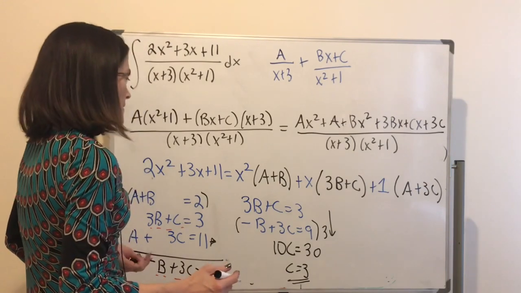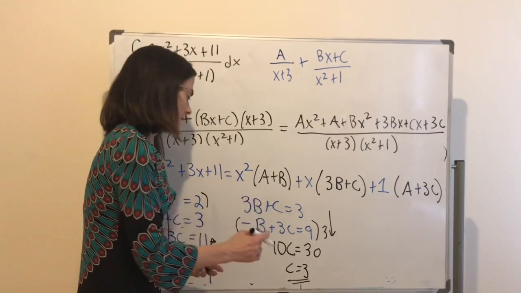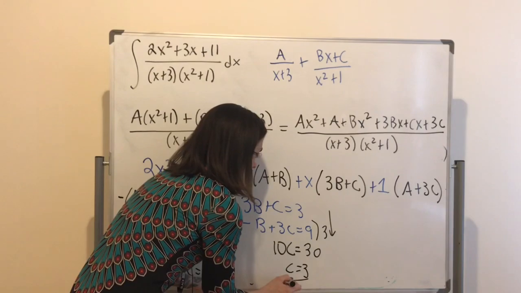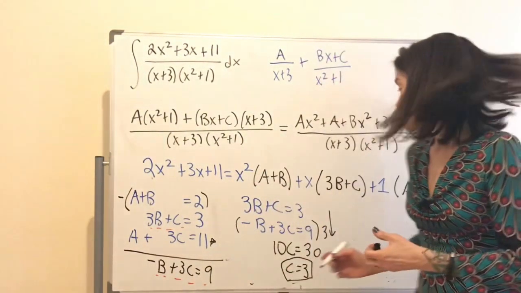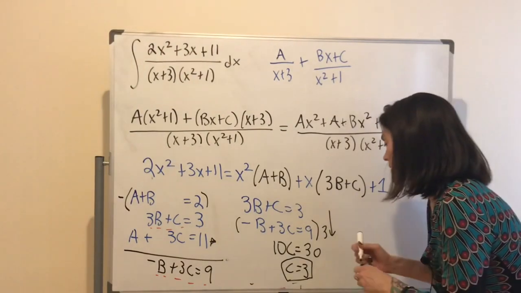And then we can go back to either one of these. C is 3. Maybe I will put it in a box here. And we get 3b. Let's use the first one.